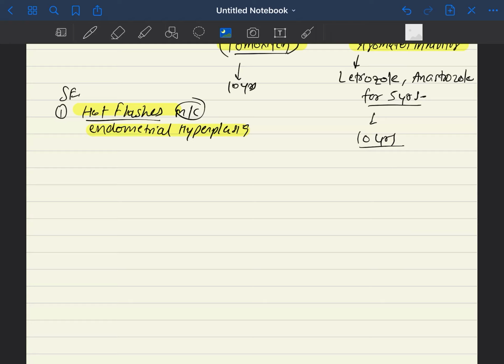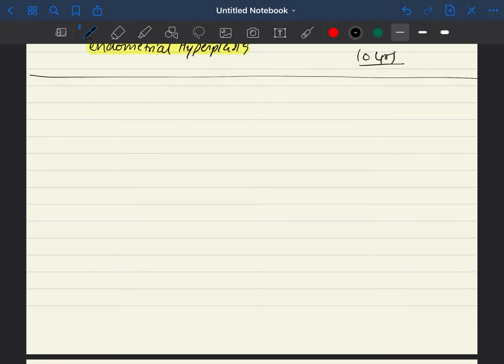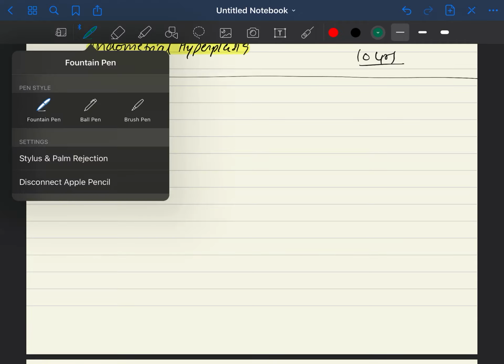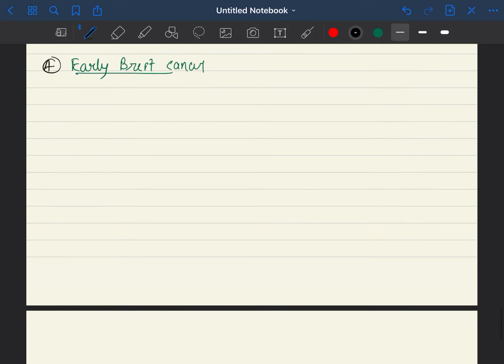Alright, so we have already talked about the different types of therapies we can give in the tumor. So now we will read about the different types of cancer, and then we will apply the things we have read before. Right, so the first one is early breast cancer. In early breast cancer, what we do is surgery.